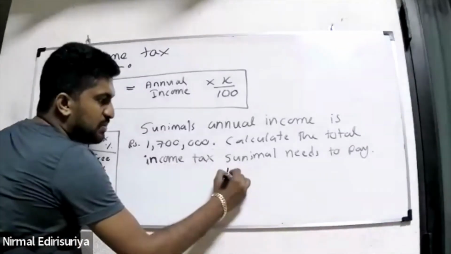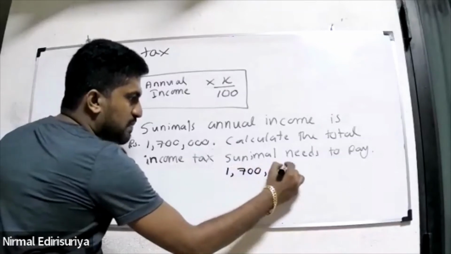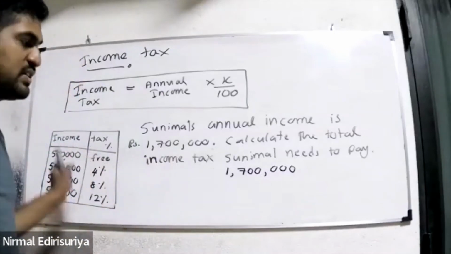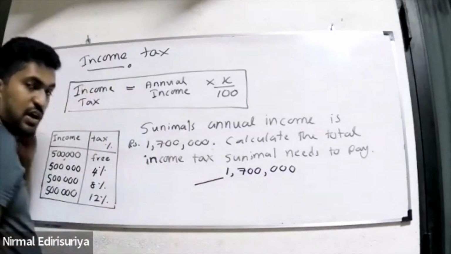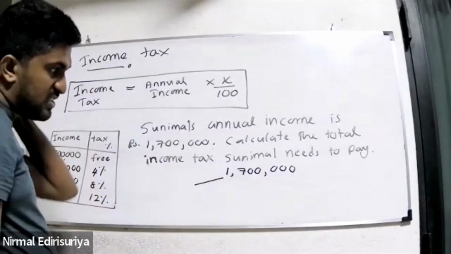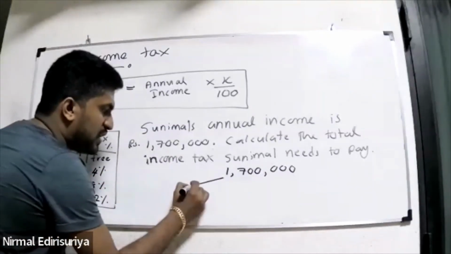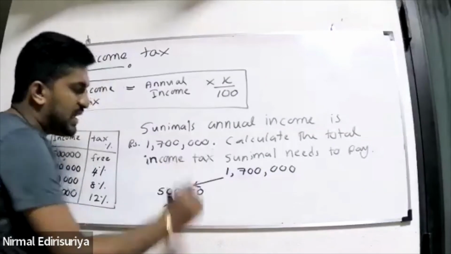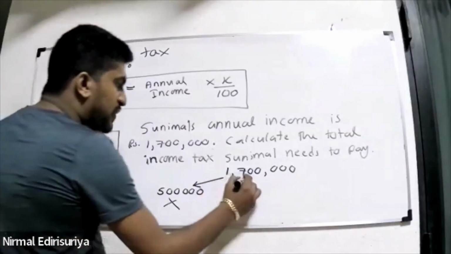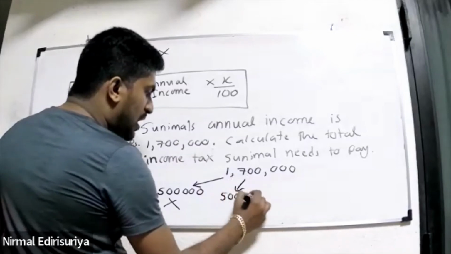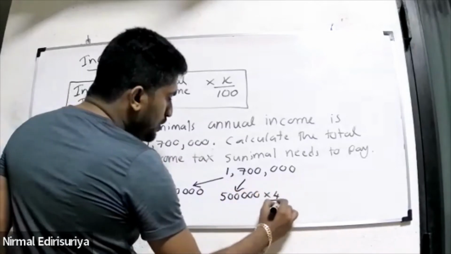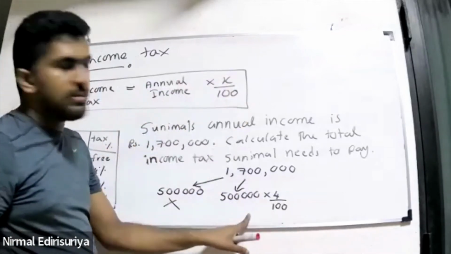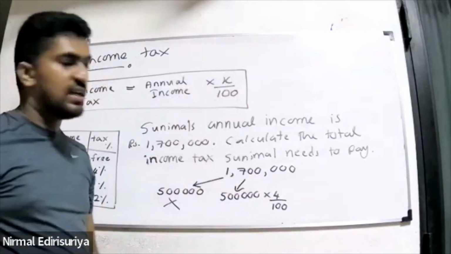That person's income is 1,700,000. I told you, you cannot calculate the percentage directly because you have to consider it section wise. From this 1,700,000, the first 500,000 is free of tax. The second 500,000 is counted under 4%. Income 500,000, 4%. I am taking the parts section wise.